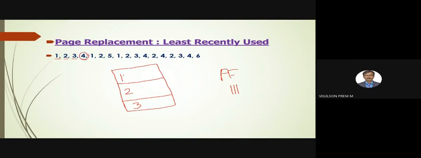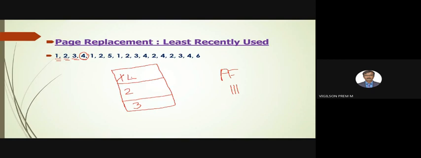In LRU, we have to look among the frames that are available in main memory for the oldest frame, or the not recently used frame. So here we have 1, 2 and 3. From 4, I will check 3, 2 and 1. 1 is the oldest frame, or the not recently used frame. So I am replacing 1.